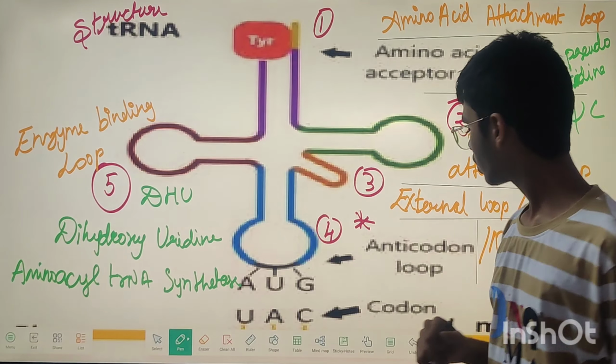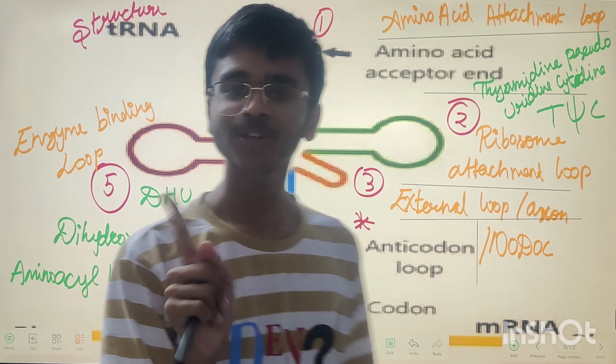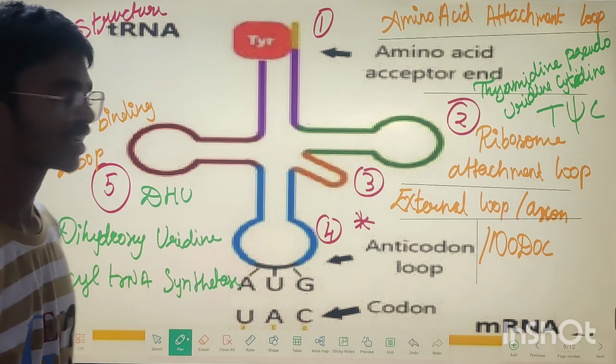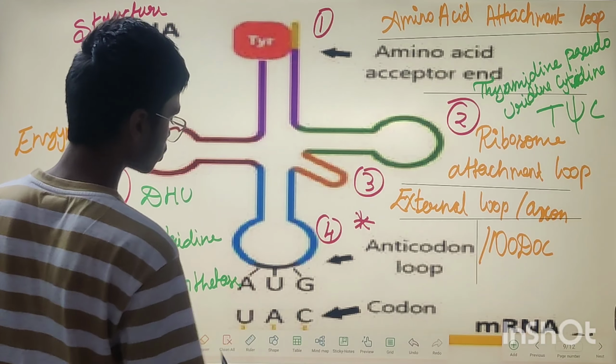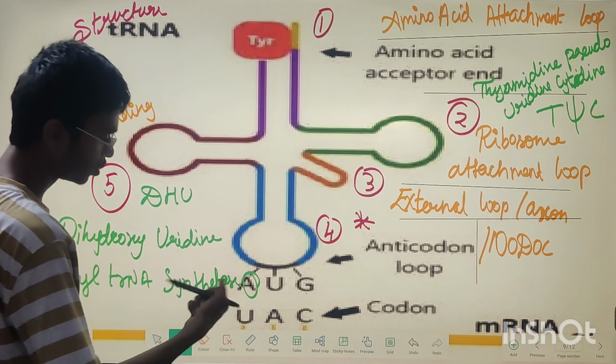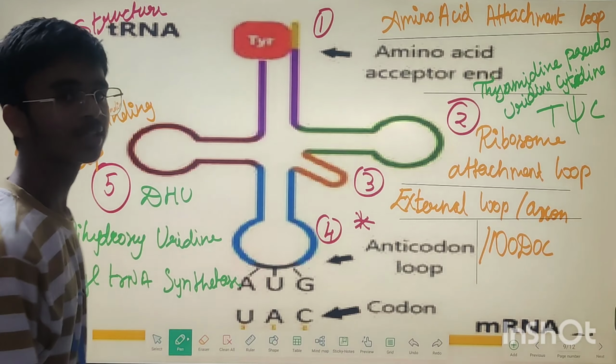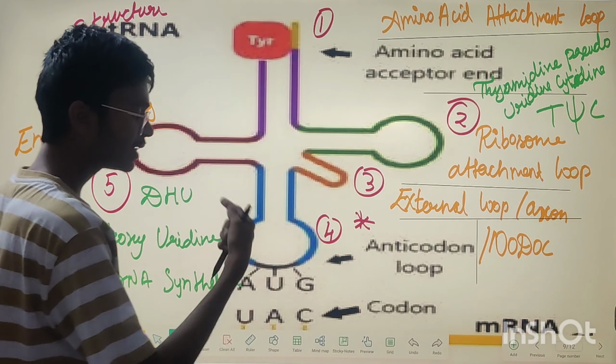Tryptophan. Then what about this anticodon? For an anticodon you cannot check in the table column. You have to convert this anticodon into a codon. So for A, what is complementary? U is complementary. For U, what is complementary? A is complementary. For G, C is complementary.